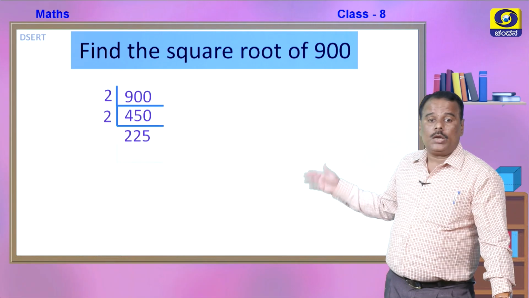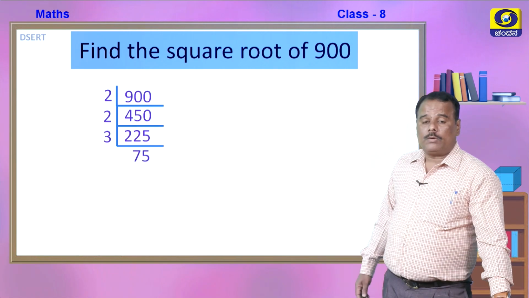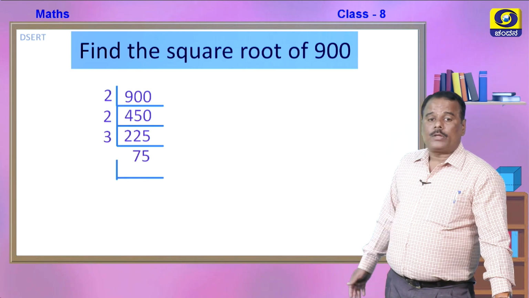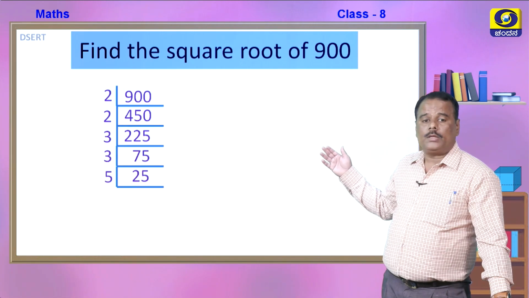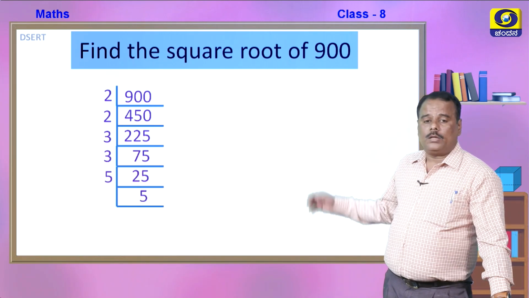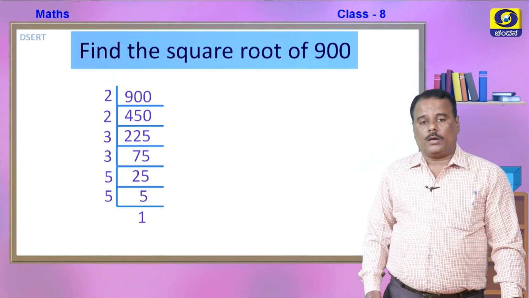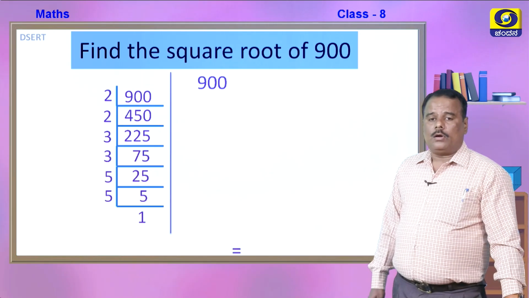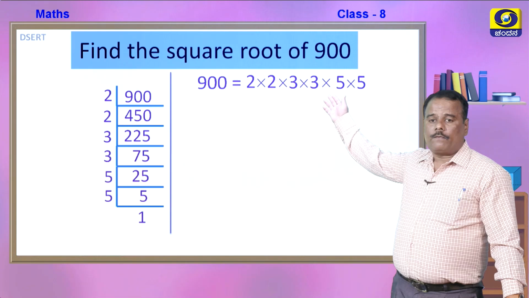So, let us move to 3. Sum of the digits is 9, therefore, we can divide 225 by 3 to get 75. Again the sum of the digits is 12, which can again be divided by 3. So, divide by 3 to get 25. Now, 25 cannot be divided by 3. So, move to the next prime number, which is 5, to get the quotient 5, and finally, divide 5 by 5 to get the quotient 1. Now, we can express 900 as the product of 2 into 2 into 3 into 3 into 5 into 5.